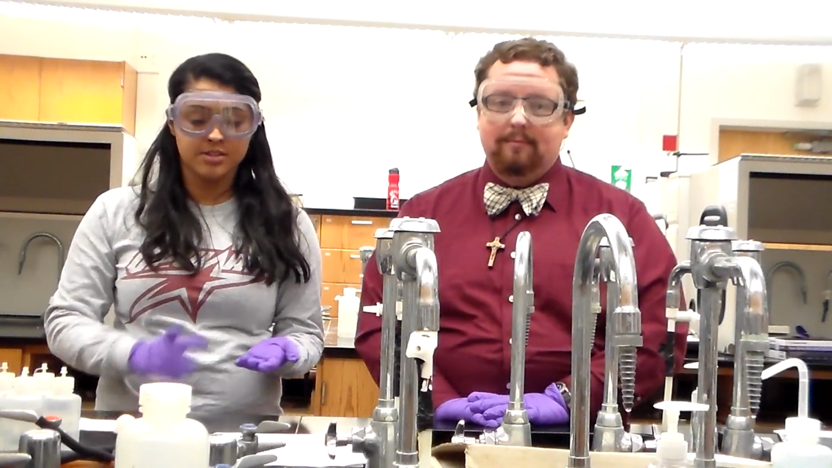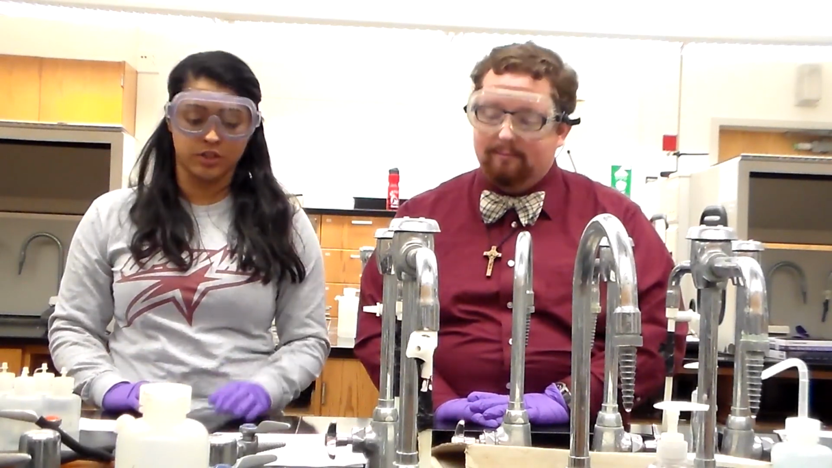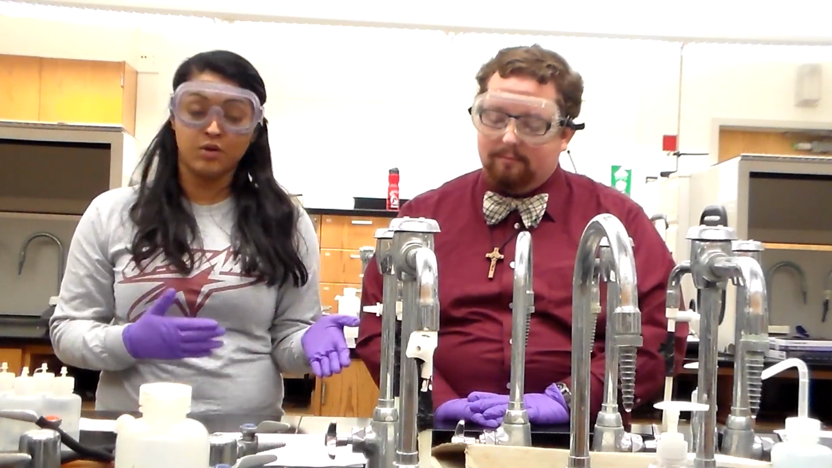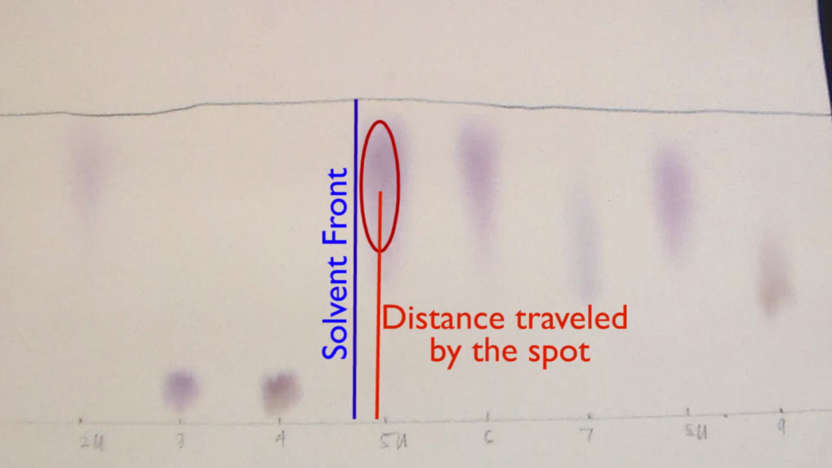Once the paper is dry, spray the paper with ninhydrin solution. Ninhydrin reacts with the free amine group in the amino acid present, giving it a purple color. Dry the paper in the oven for about 5 minutes. When it is dry, spots will now be visible. Circle each spot because the ninhydrin spots will fade over time.